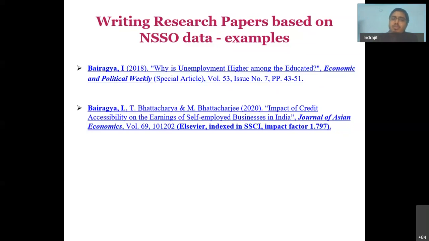Both papers are based on NSSO data of two different rounds. The first paper I am going to present is on why unemployment is higher among the educated. The paper was published in 2018 in Economic and Political Weekly. Soon after publication, it was quoted in a few newspapers also, because educated unemployment was a booming topic. You will come to know how, even though this is mostly a descriptive paper with a little bit of econometric analysis towards the end, descriptive analysis can be interesting using NSSO data.